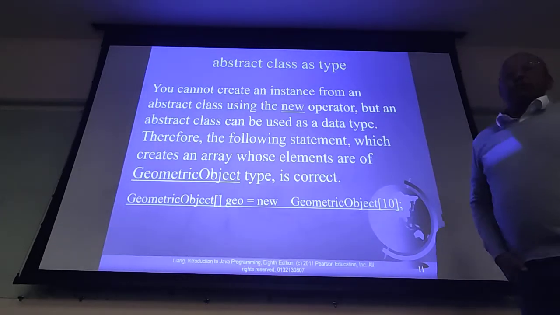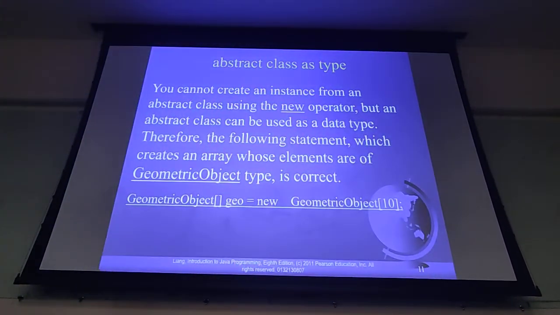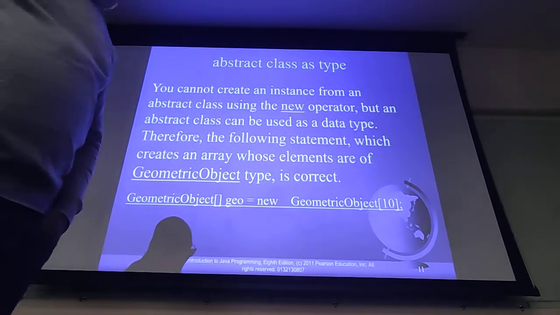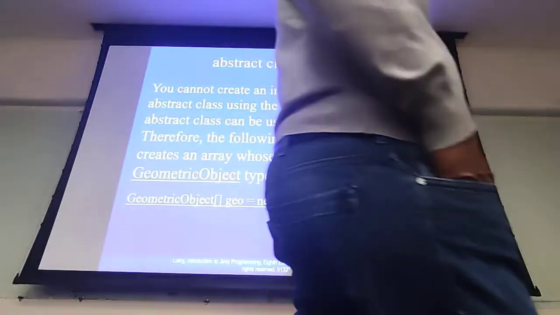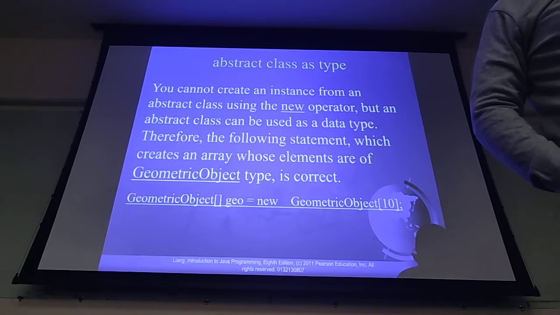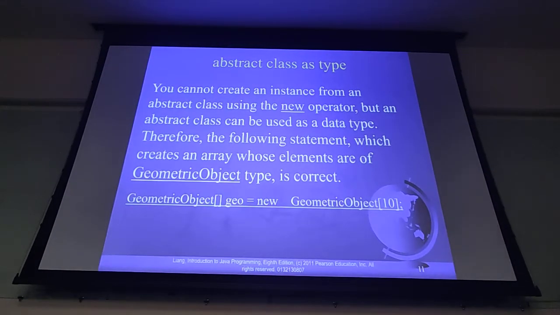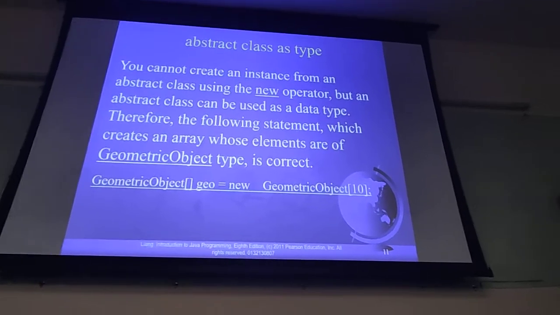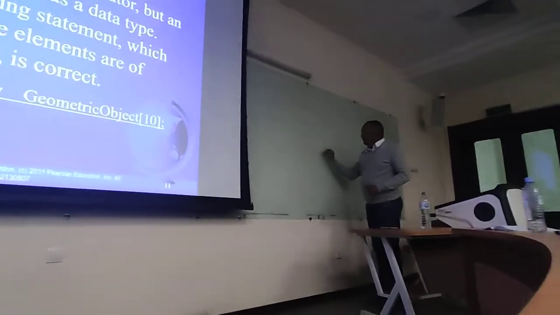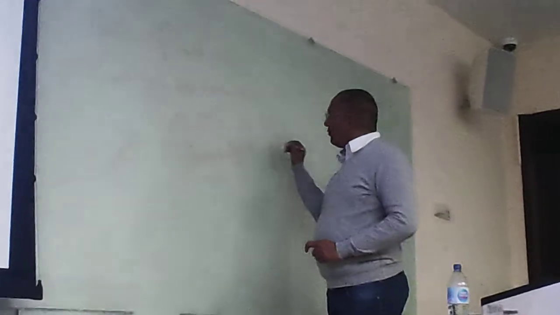Now, as I told you, we cannot create an object of the abstract class. Is it correct? But we can create an object reference. Do you know what an object reference means? What is an object reference? See, geometric object. What is this? Is it an object or is it a reference?